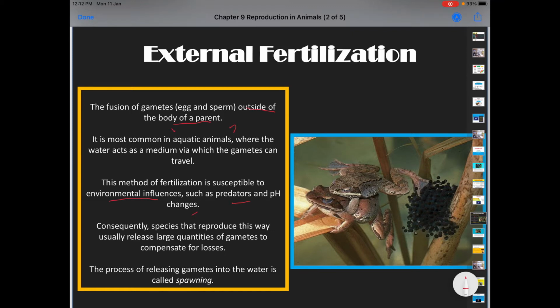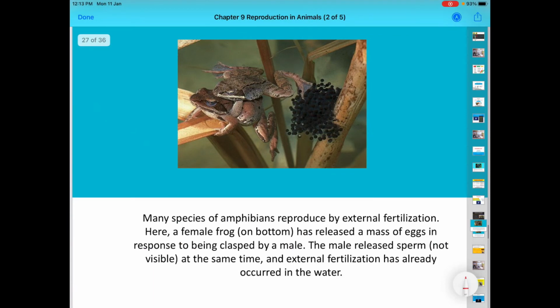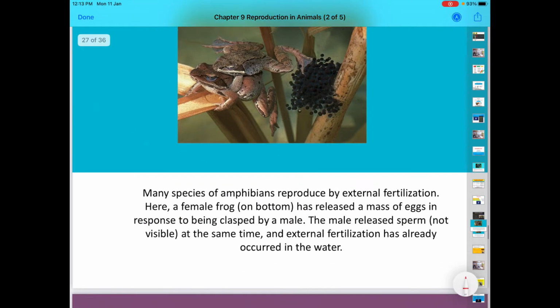In order to survive in the outside environment. So that's why this method is susceptible to environmental influences, and consequently species that reproduce this way usually release large quantities of gametes, and the process of releasing the gametes into the water we call spawning. So these are the examples of the external fertilization that happens among frogs.